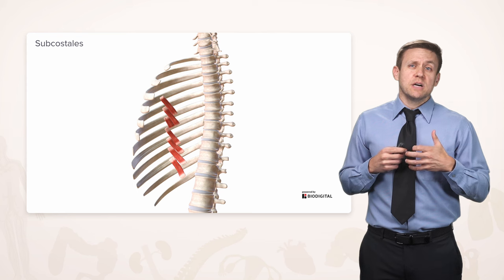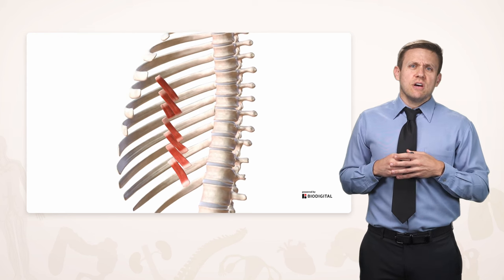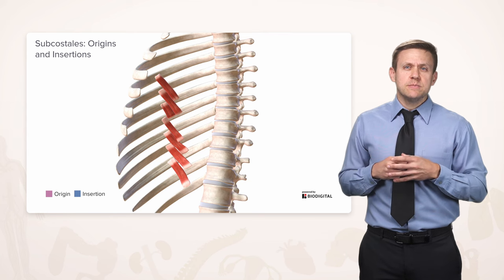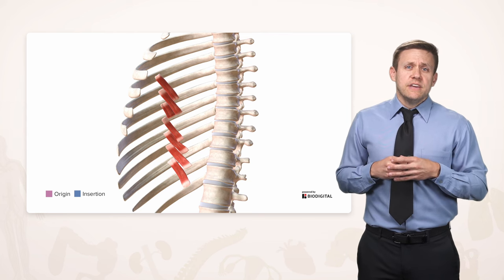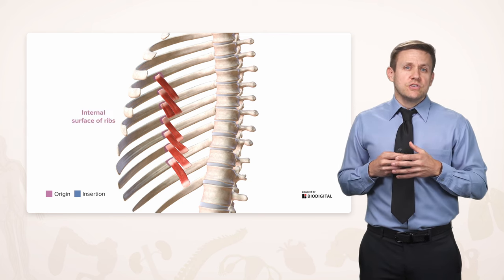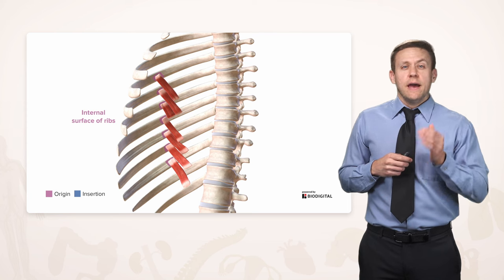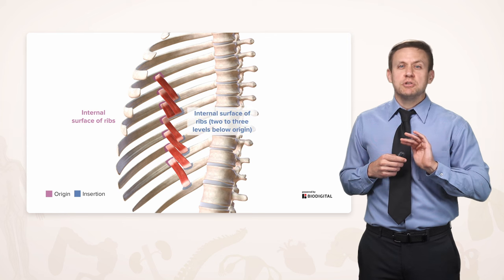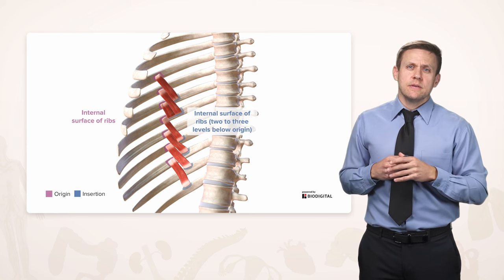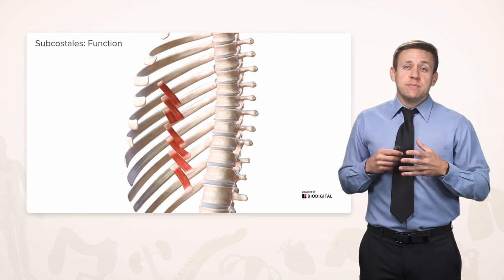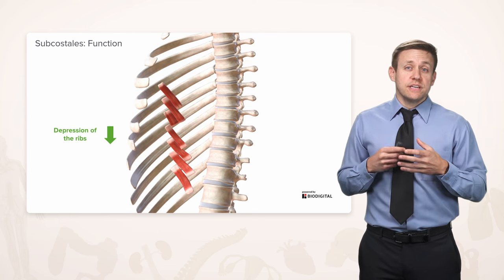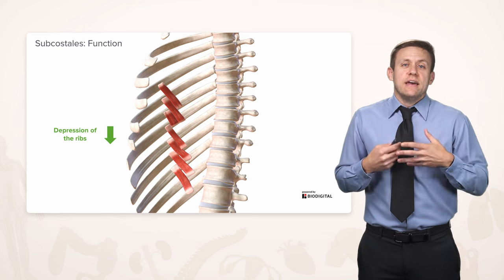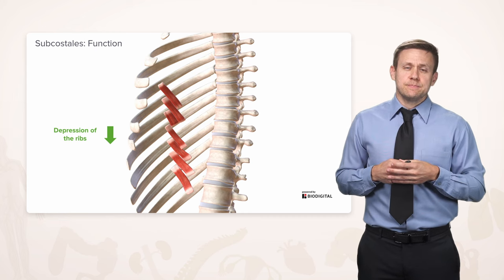muscles or subcostales, which are variable and tend to only exist really on the lower ribs, but they do attach to the internal surface of one rib and then skip a couple ribs, and they don't attach again until two or three levels below. And they have the same fiber orientation as the internal and innermost intercostals, so they're going to have that same function of assisting with exhalation.